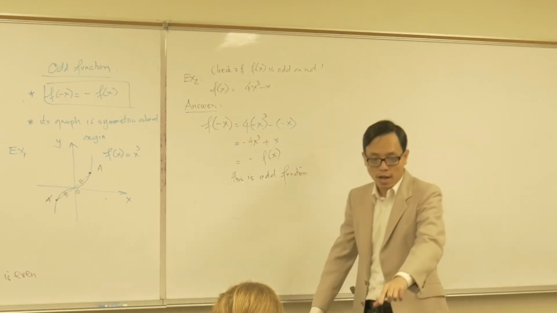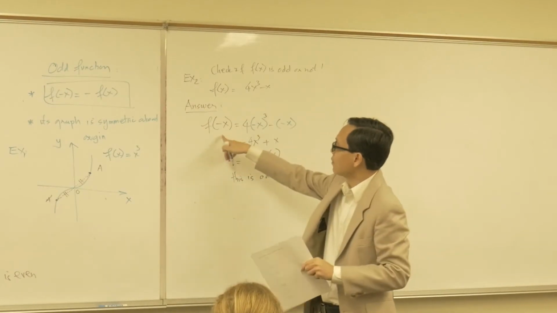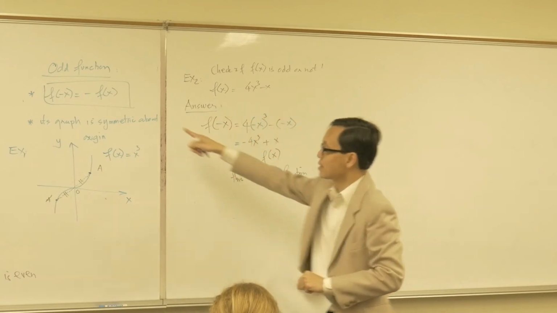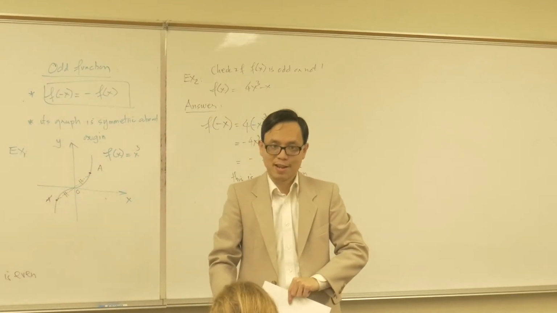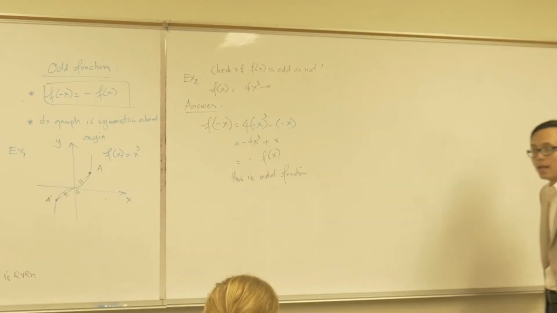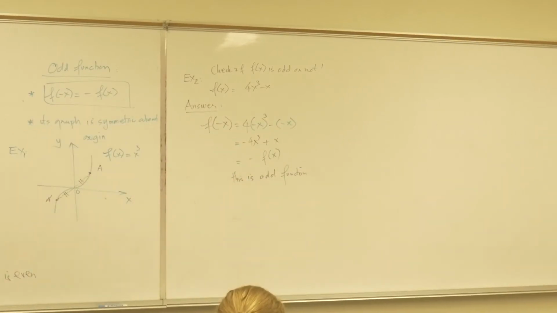So maybe in your extra credit, there's a function, and after you check f of negative x, you replace x with negative x, it doesn't turn out to be the same, nor does it turn out to be opposite. Then you can conclude it's neither. Any other question? You just need to do a lot of practice, and it should be okay. So that is the even and odd property of the function.